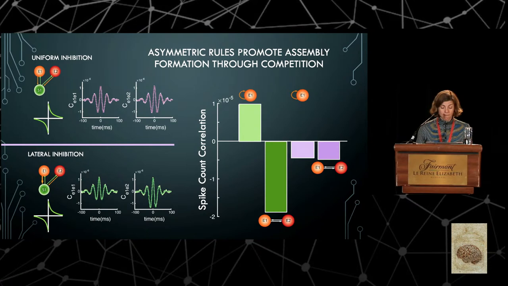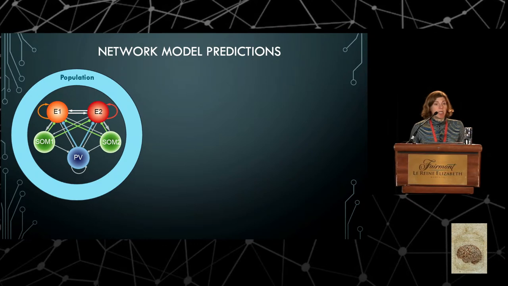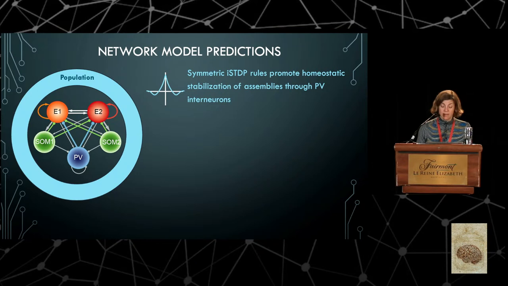Okay, so this led us to three predictions from this model. The first is that the symmetric inhibitory spike timing dependent plasticity rules, those for the PV cells, promote stabilization of the assemblies, and they do this through the PV cells. I didn't really focus on this, but this actually also comes out of our model, which is good because it's consistent with what's been shown before.